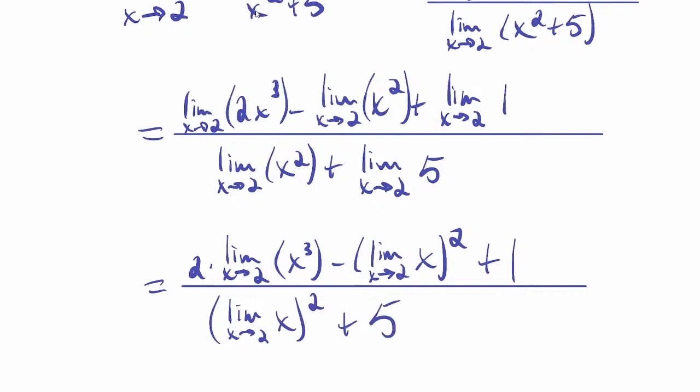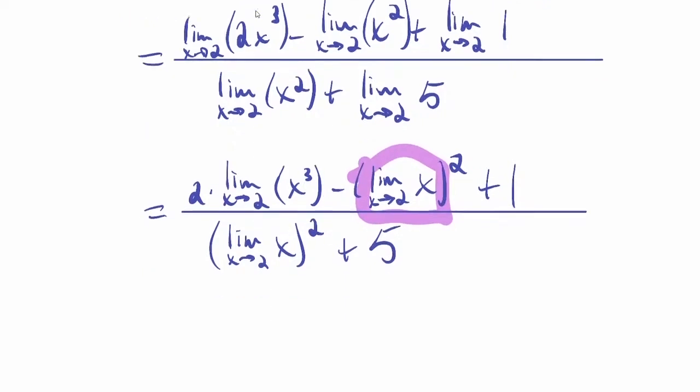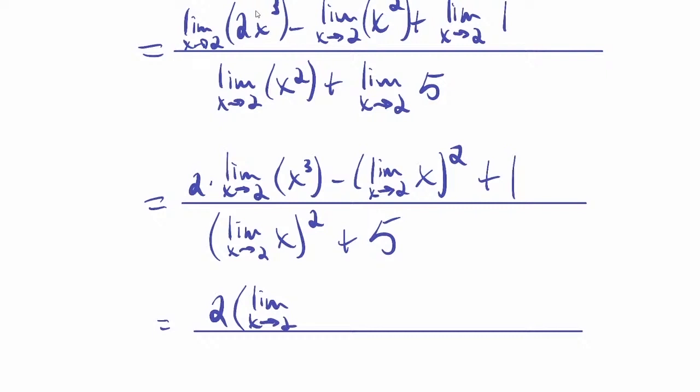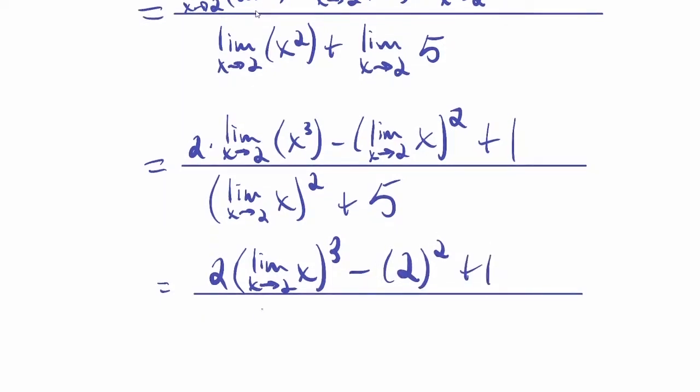Okay. Here, I can do the same thing, but with moving the limit inside the exponent. Here, I can use the identity property for limits. The limit as x goes to 2 of x is 2. So this will be 2. Let's do this first. So 2 times the limit as x goes to 2 of x cubed minus 2 squared plus 1 over 2 squared plus 5.